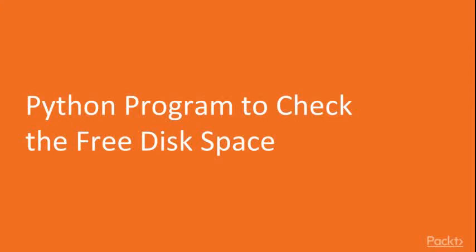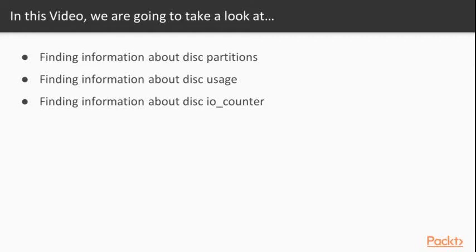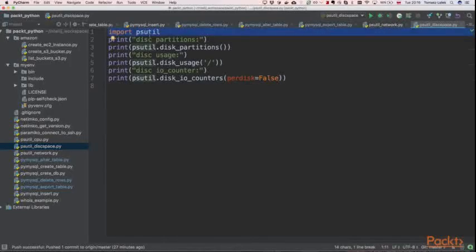Welcome! In this second video, we'll start leveraging the psutil library, and we will use it to create a Python program to check the free disk space. So we will be finding information about the disk partitions that are available on our local machine. We'll be finding information about the disk usage and also about the I/O counters. It could be interesting if we want to know how much life the disk has left. If it has a lot of I/O counters, maybe we need to replace it somehow, or that disk could fail soon. So let's start by importing psutil.